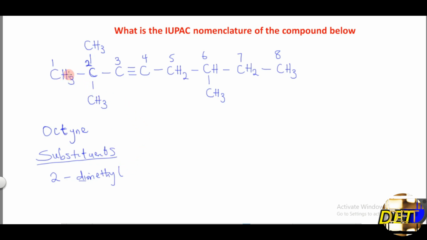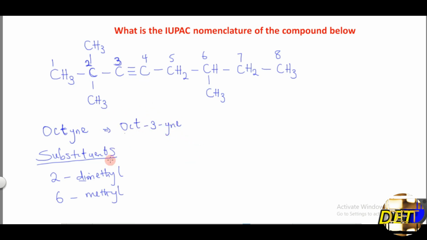So the next thing, I still have another substituent here. This is at carbon 6. So at 6, I have a methyl group. I have just one methyl group, and that's the methyl group here, right? So the triple bond is located at carbon 3. So this parent compound will be oct-3-yne.